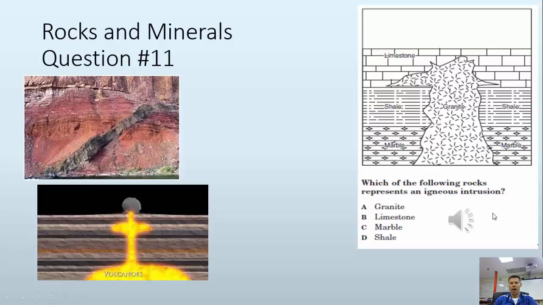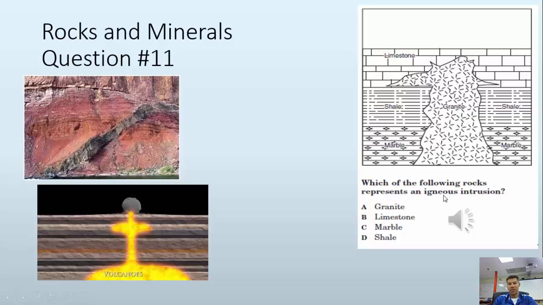Which of the following rocks represents an igneous intrusion? Now, an intrusion is when, think of the word intruder, so a rock that's breaking through the other layers of rock. It's intruding into the other layers. So there's two ways you can figure out the answer to this. One, which rock is intruding through the other ones? And the answer is granite.